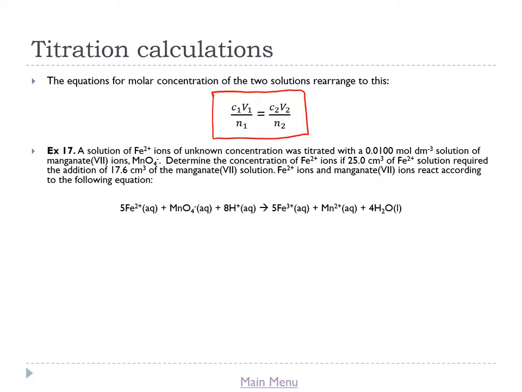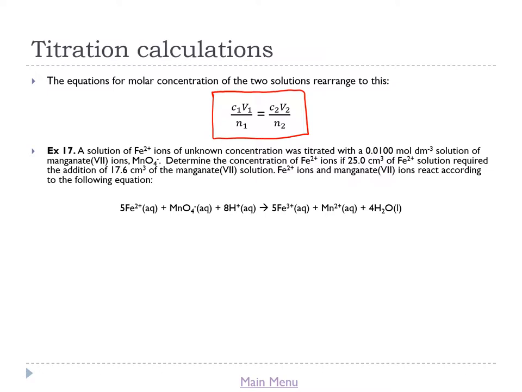So what does this look like in practice? Let's look at an example. So it says a solution of Fe2+ ions of unknown concentration was titrated with 0.0100 mole per decimeter cubed solution of manganate 7 ions, MnO4-. Determine the concentration of Fe2+ ions if 25 centimeters cubed of Fe2+ solution required the addition of 17.6 centimeters cubed of the manganate 7 solution. Fe2+ ions and manganate 7 ions react according to the following equation.